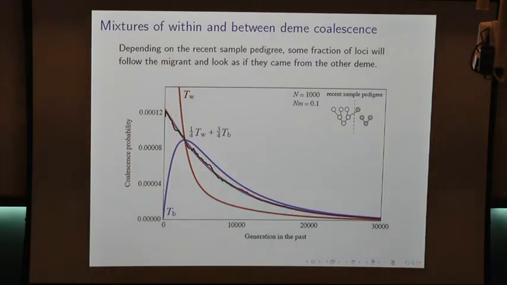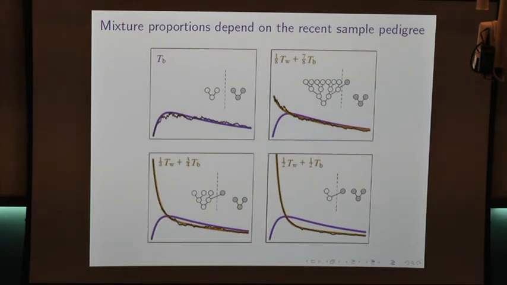So I can generate a good prediction if I know the recent pedigree and any funny business that happened in it. Here's a graph that shows a number of different cases of that same sort of thing, showing that the predictions of these mixtures are pretty close. Again, these are data trajectories simulated on just one pedigree, and they're pretty close to these predictions.